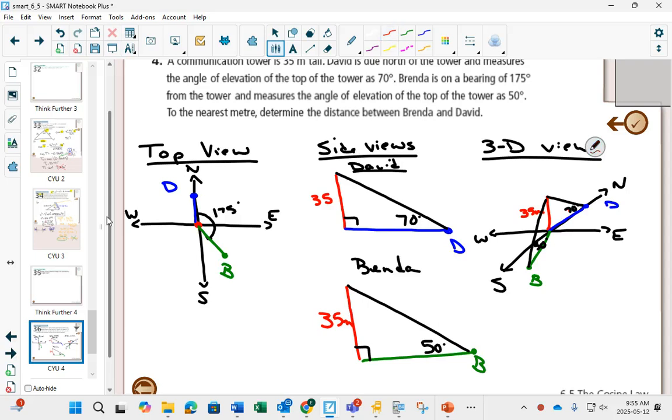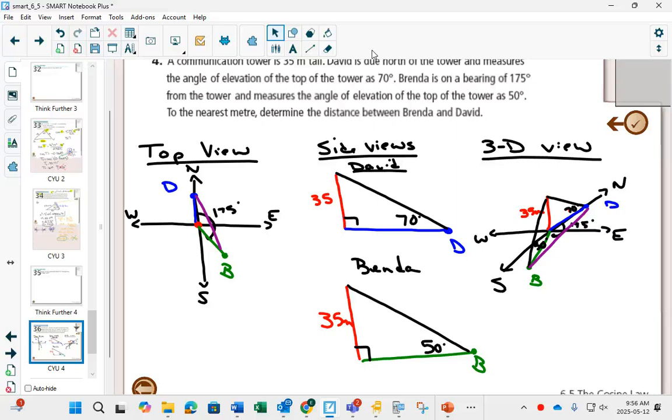We also know that this angle between them was 175 degrees. What we want to find is the length between... you can see it on the top view, you can see it on the three-dimensional view. We want to find the distance in between them. So, we have to see where all of the triangles are and what we can figure out.